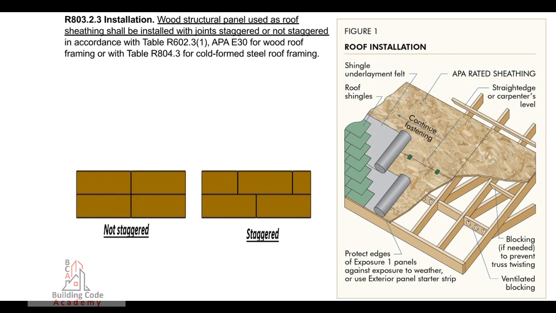R803.2.3 Installation. Wood structural panel used as roof sheathing shall be installed with joints staggered or not staggered in accordance with Table R602.3.1, APA E30 for wood roof framing, or with Table R804.3 for cold-formed steel roof framing.